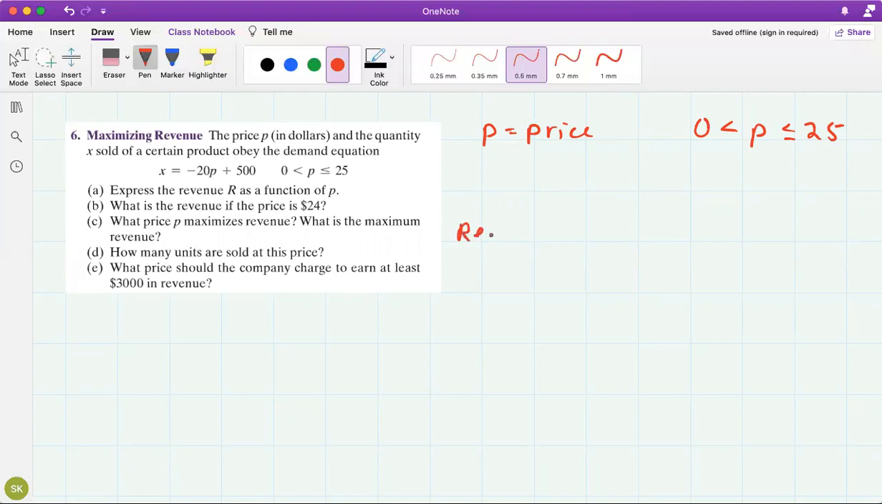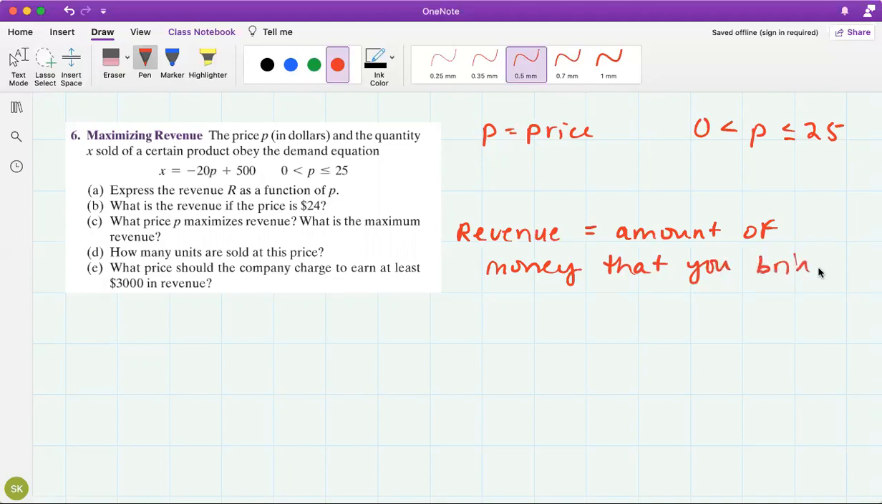Now revenue is the money that you bring in. So the revenue is different than the profit. For example, if I sell something for $30, some object that I made, it costs me to make the object as well. So profit is the revenue minus the cost, and revenue is just what I bring in before I get rid of any costs.